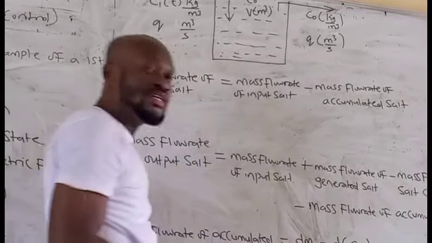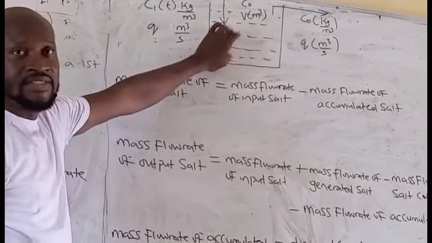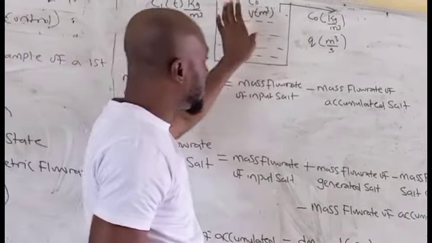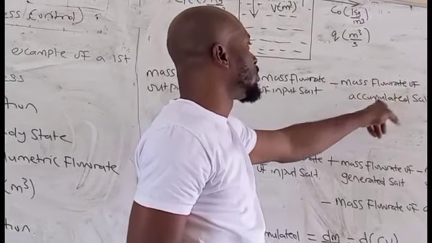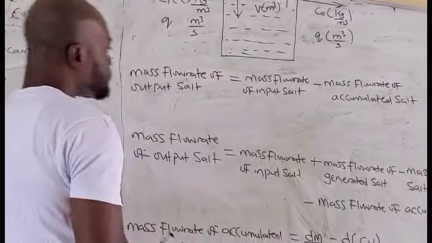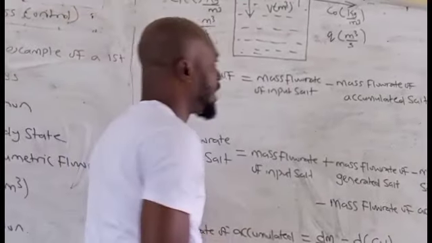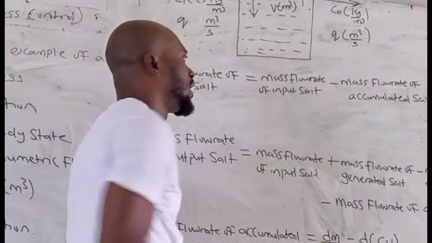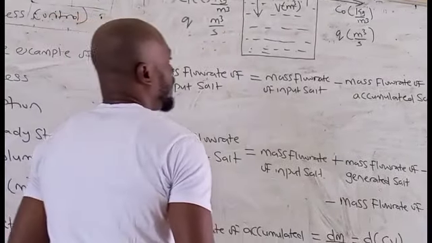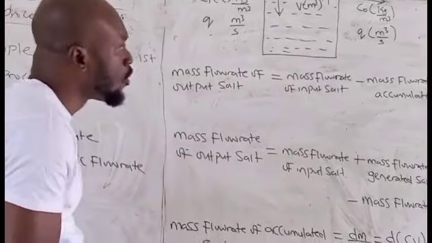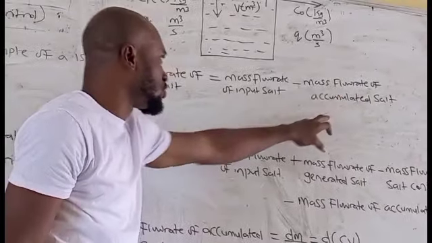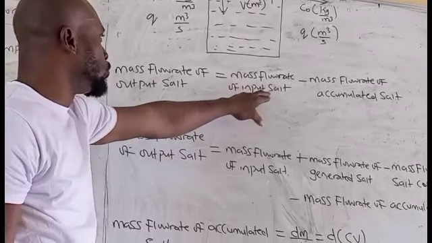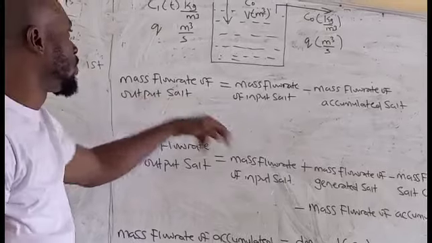So your accumulation is within the tank. This is a tank that contains dissolved salt. So you have your accumulator at this point here. That's why I have mass flow rate of accumulated salt. Now, mathematically, I want to make the mass flow rate of accumulated salt the subject of the formula. If I do that, mass flow rate of accumulated salt will give you mass flow rate of the input salt minus mass flow rate of the output salt.